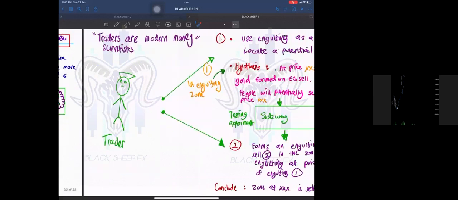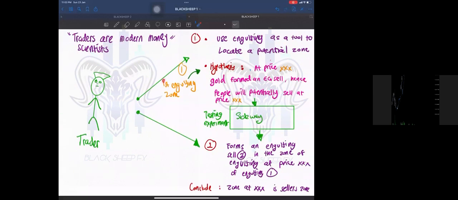So the first hypothesis represents the first engulfing zone. So whenever you mark the first engulfing zone, doesn't mean it will work. But what does it say? It's just saying, let's say at price 1911 of gold, gold formed an engulfing sell, hence, people will potentially sell when the price comes back to 1911. Correct?